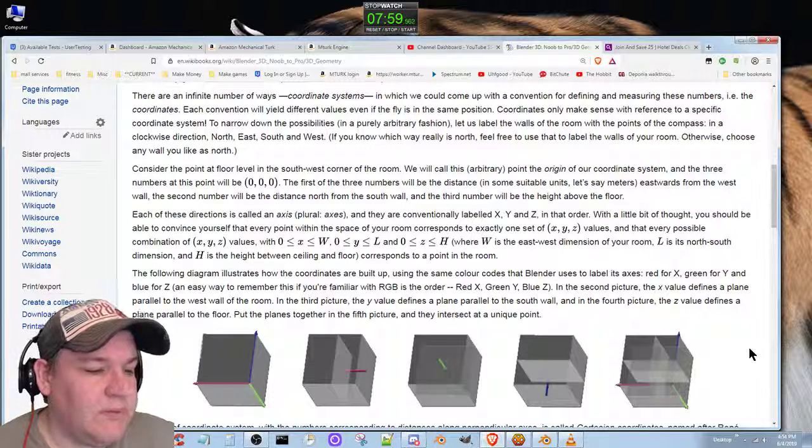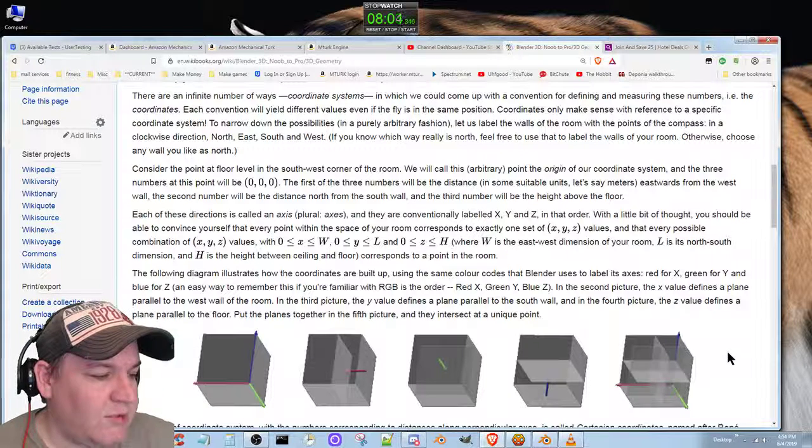In the second picture, the X value defines a plane parallel to the west wall of the room. In the third picture, the Y value defines a plane parallel to the south wall. And in the fourth picture, the Z value defines a plane parallel to the floor. Put the planes together in the fifth picture and they intersect at a unique point.